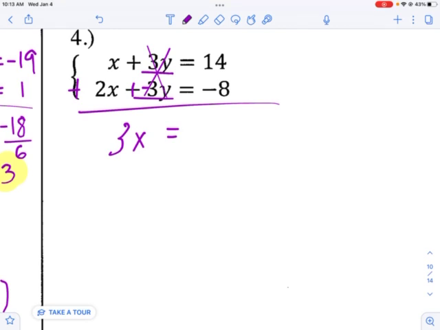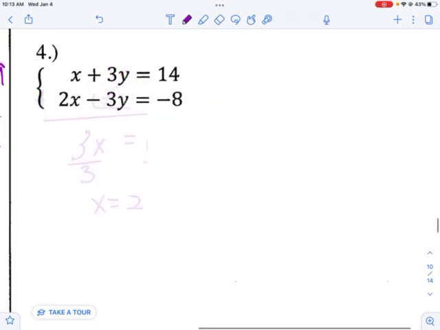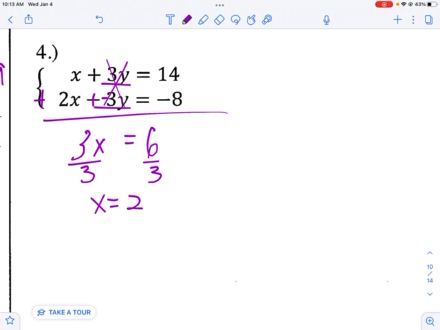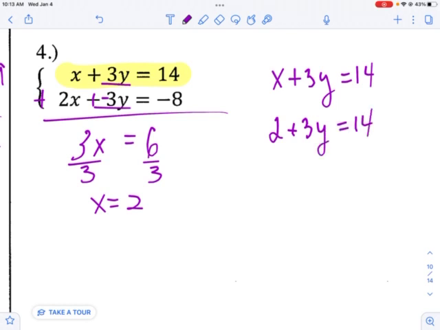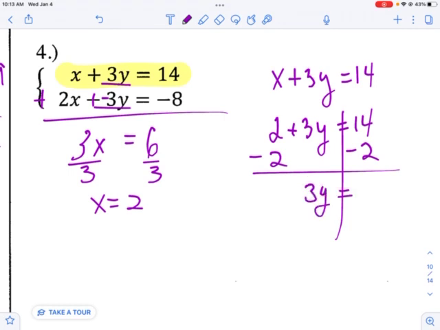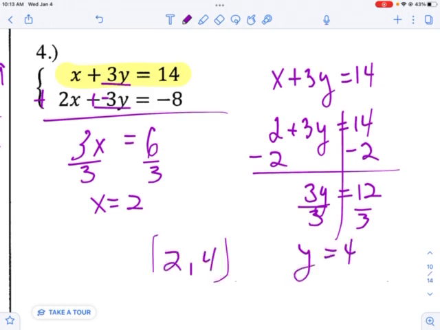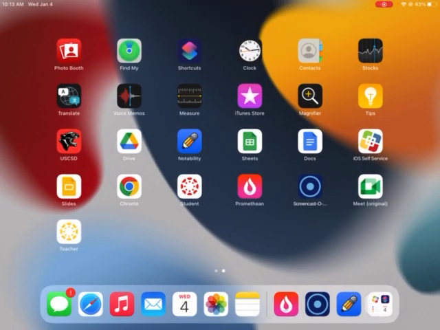All right. And then I'm going to plug it back in. I'll plug it into my first equation. So x plus 3y equals 14. 2 plus 3y equals 14. I'll subtract 2. 3y equals 12. Divide by 3. Y equals 4. So hopefully you guys got the answer 2, 4. And let's check it. 2, 4. Right there.